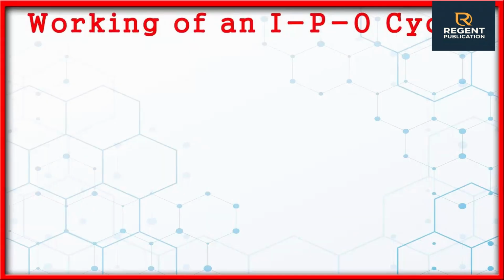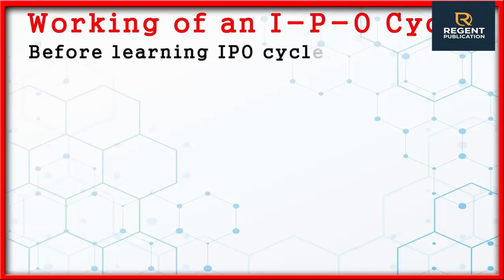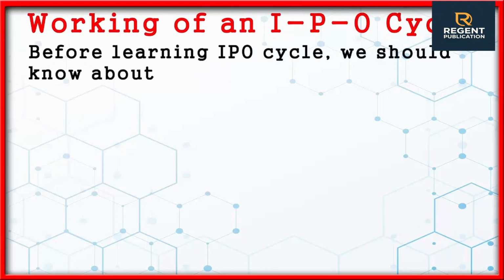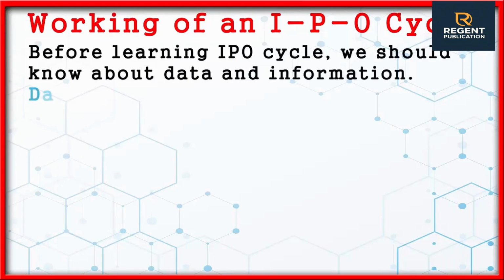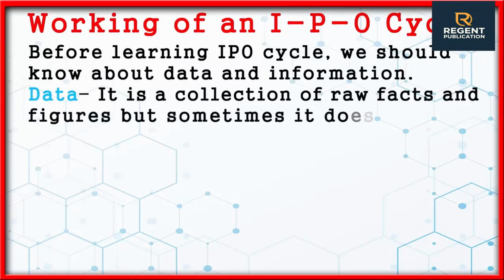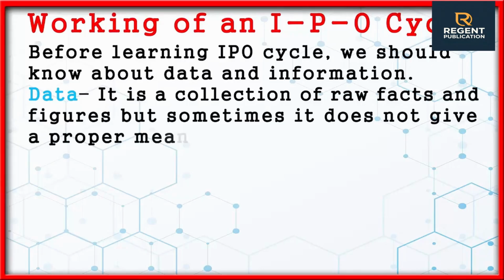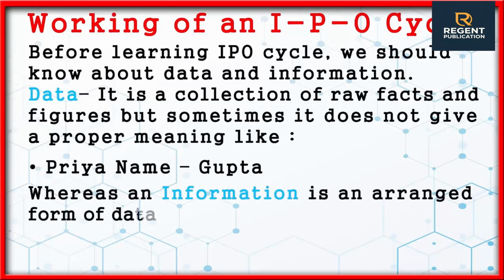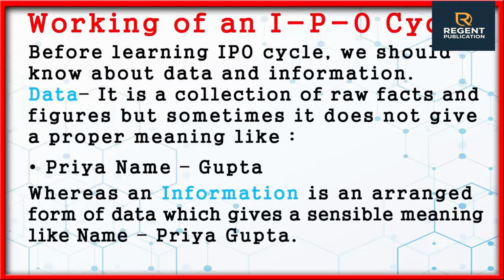Working of an IPO cycle. Before learning the IPO cycle, we should know about data and information. Data is a collection of raw facts and figures, but sometimes it does not give a proper meaning, like Priya name Gupta, whereas information is an arranged form of data which gives a sensible meaning, like name Priya Gupta.